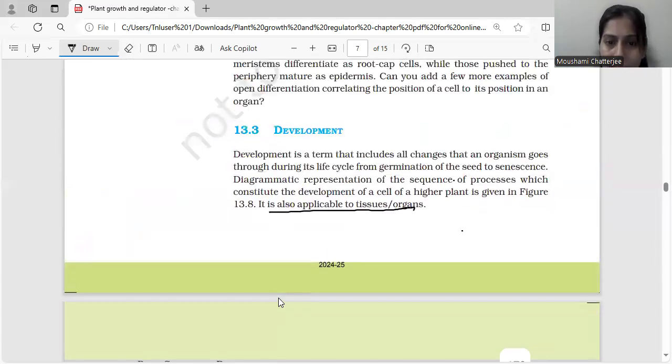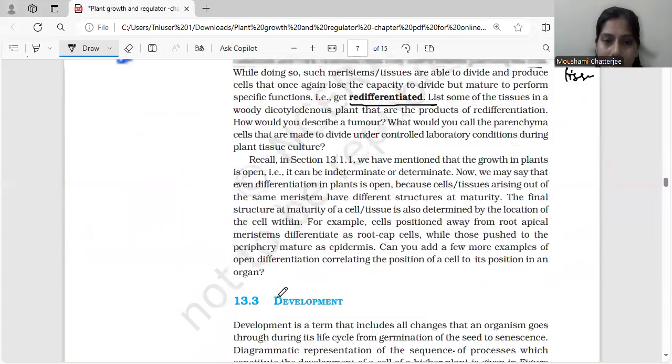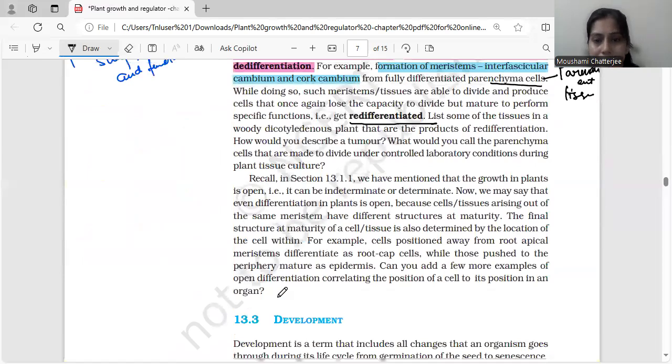Okay. So let's understand. We need to understand that we have mentioned that the growth in plant is open. Okay. This is important. Why is growth in plant open? Because the cell division is happening continuously. Okay. The cell is dividing at any point of time. You will see that the cells are dividing, and it can be indeterminate or determinate. Okay, so they will keep on dividing and dividing. So that's why we are calling it growth in plant is open.